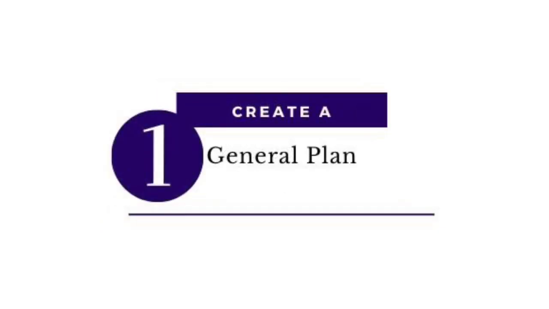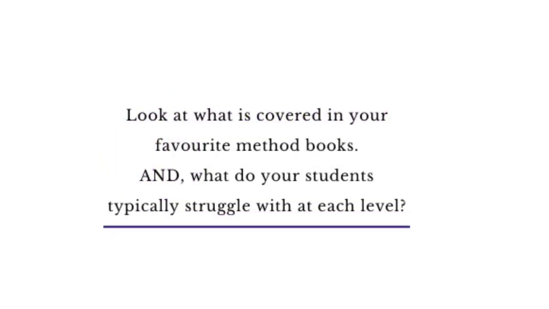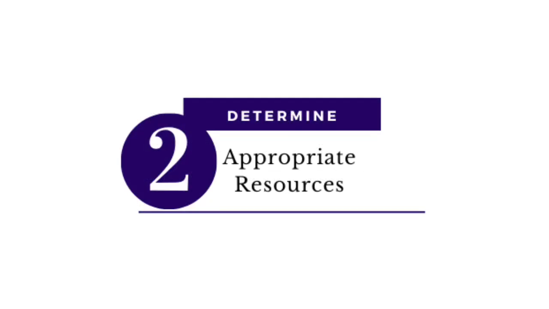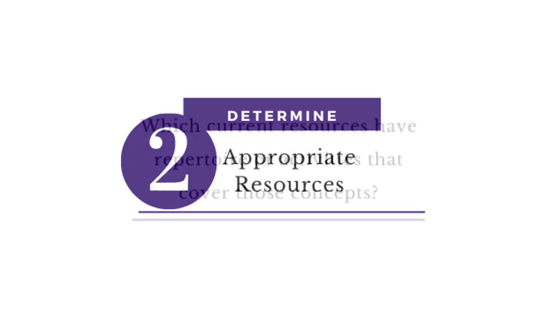Step 1, create a general plan for each level. Look at what is covered in your favorite method books, and also write down what your students typically struggle with at each level. You may be surprised to see that there's a lot of correlation between those, but you may have some surprises too.